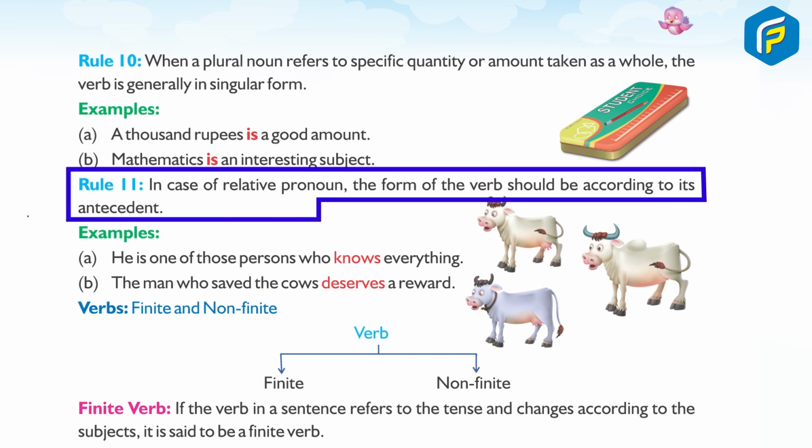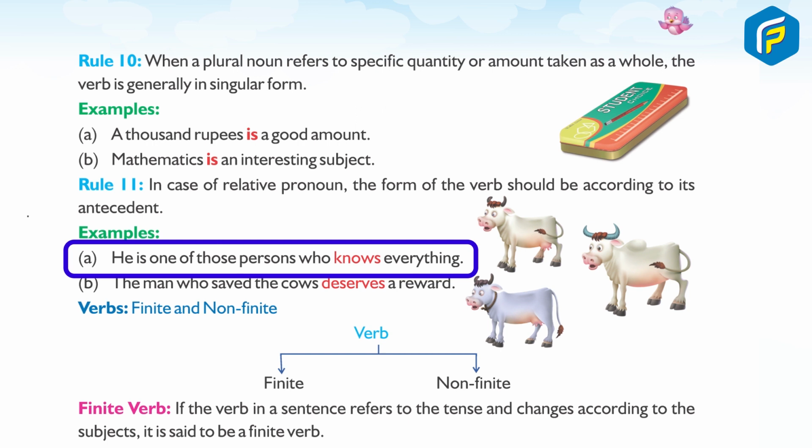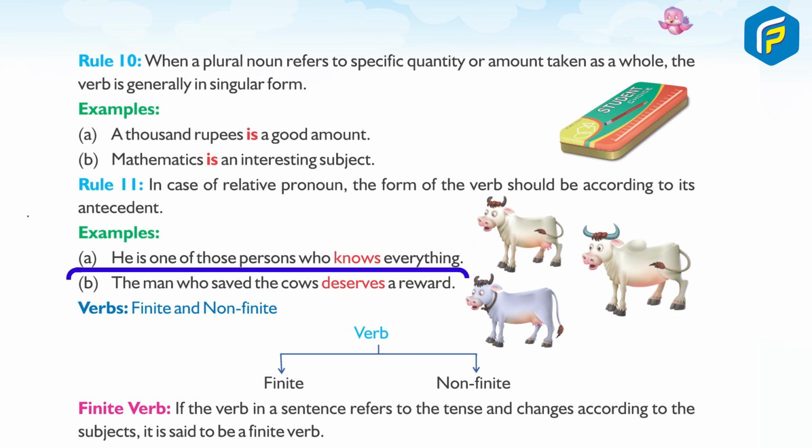Rule 11. In the case of a relative pronoun, the form of the verb should be according to the antecedent. Examples: A. He is one of those persons who know everything. B. The man who saved the cows deserves a reward.